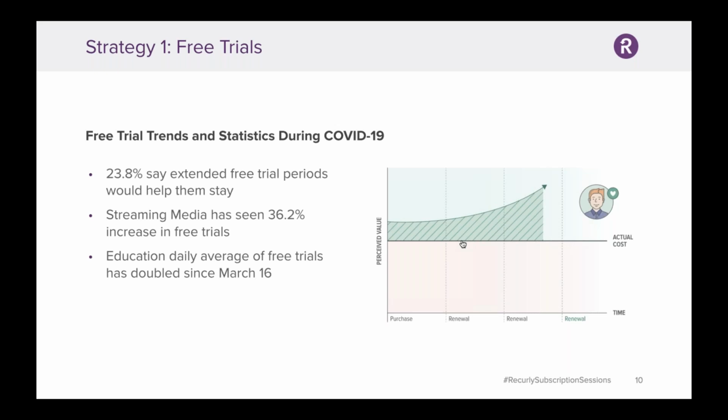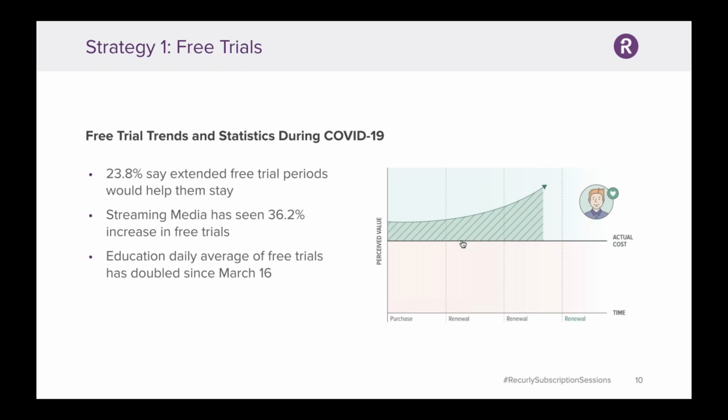When you look at certain industries and how they benefit from free trials, streaming media, and this would be people like HBO, CBS, Sling, Showtime, that's what we mean by streaming media. Streaming media is far and away the industry winner when it comes to seeing an increase in free trials. They're already seeing over 36% increase in free trials.